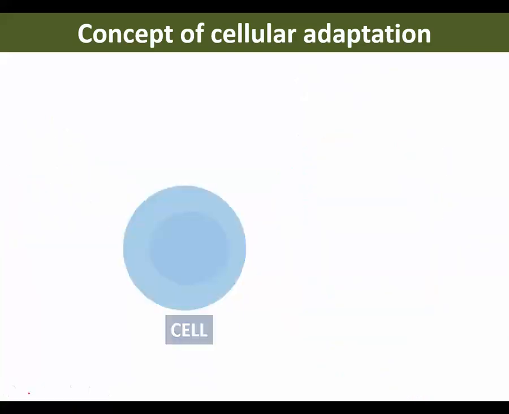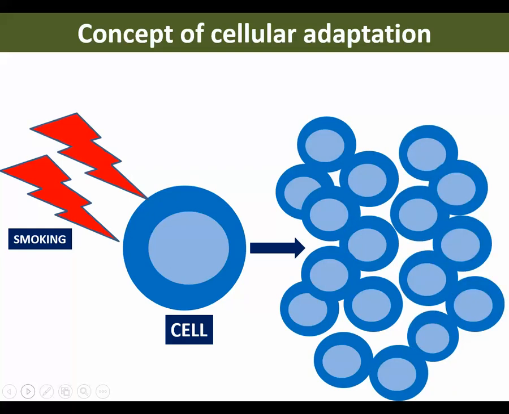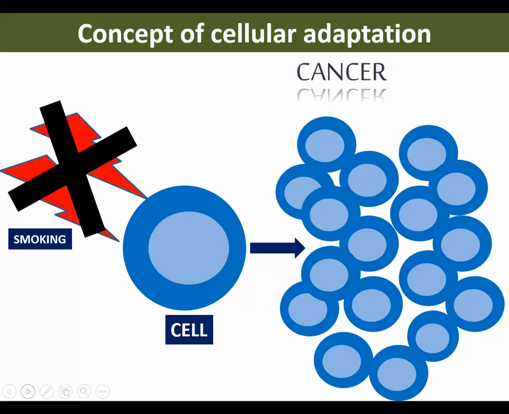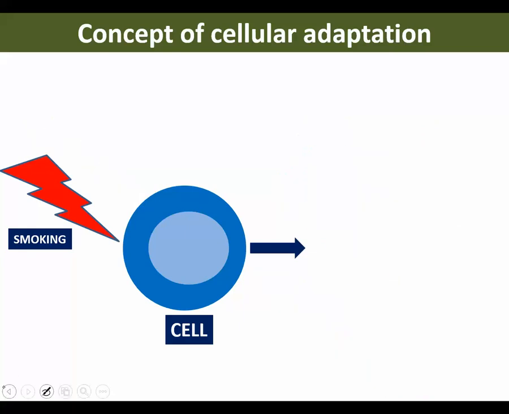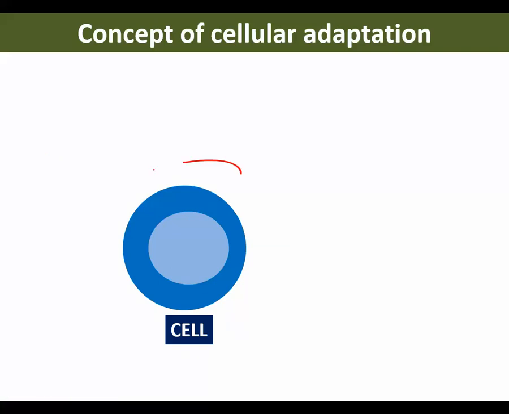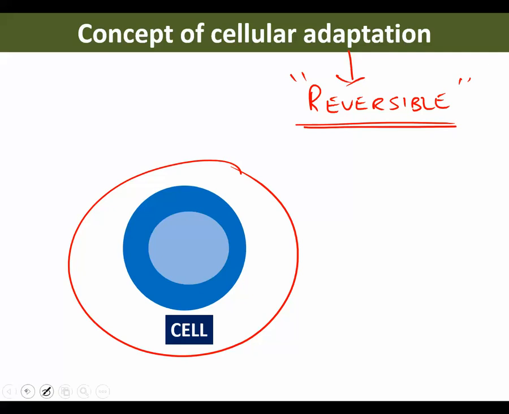If the person stops after the damage, it cannot come back to normal. But if the person stops at the adaptation stage, it can come back to normal. So the adaptations are reversible. Understand? The adaptations are reversible.